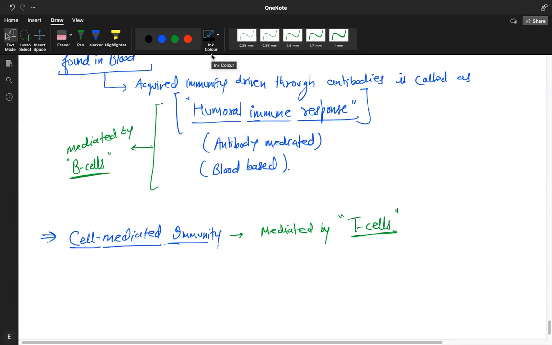Cell mediated immunity. Cell mediated immunity makes the body able to differentiate between the self and the non-self tissues.